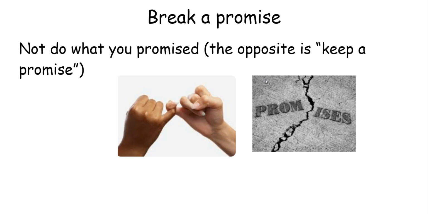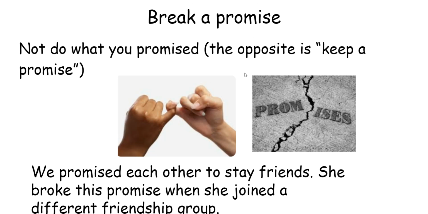is to do the opposite. So you're not doing what you've promised, and it is the opposite of keep a promise. Let's look at keep a promise, break a promise in a sentence. We promised each other to stay friends. So that'll be the left picture. She broke this promise when she joined a different friendship group. So that's break a promise in a nice sentence for you.